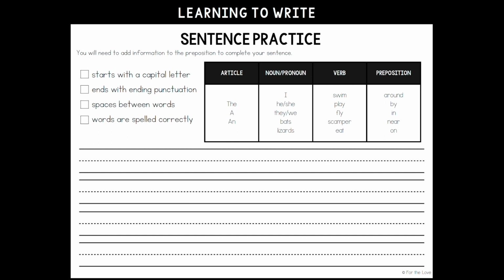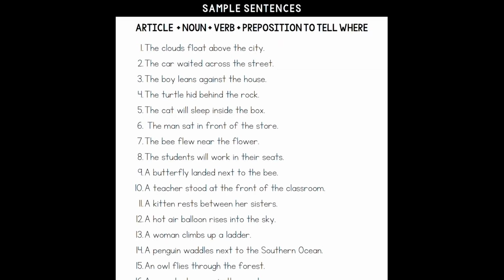Students also have the mechanics checklist on the side. We want to make sure they are always writing their sentences using proper mechanics. Here are some sample sentences that you can provide to students to show them how we use prepositional phrases to add more information to a sentence with a noun and a verb.